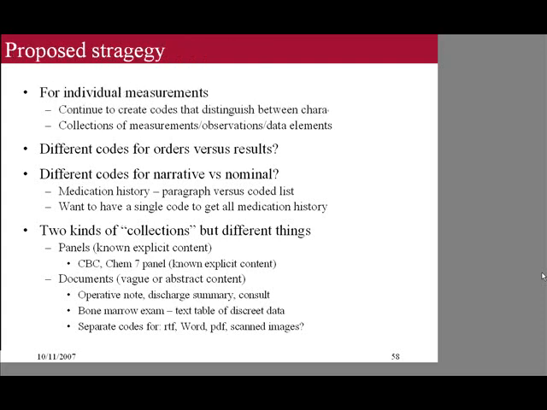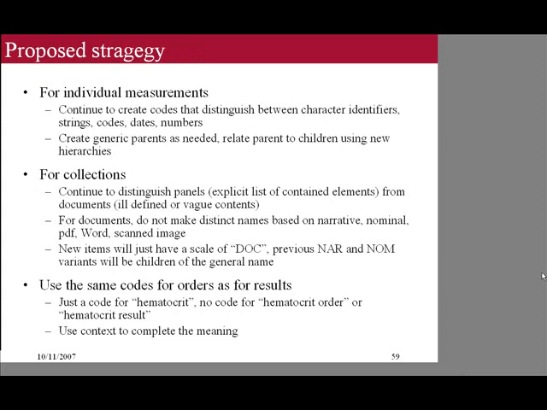So the rules for these collections basically come down to this, that for individual measurements, we make codes that distinguish between character identifiers, strings, codes, dates, and numbers. But we can create generic parents as needed to relate parents and children into hierarchies, and we're going to talk about the hierarchies again, I think maybe tomorrow.